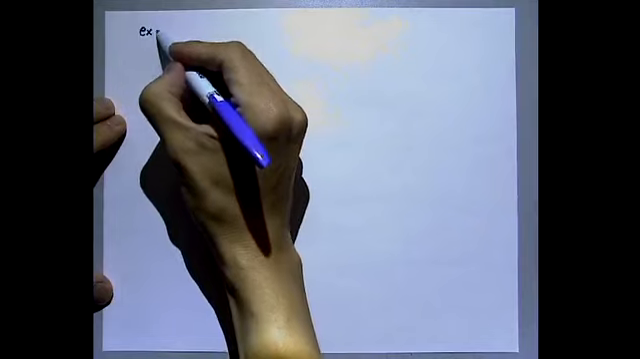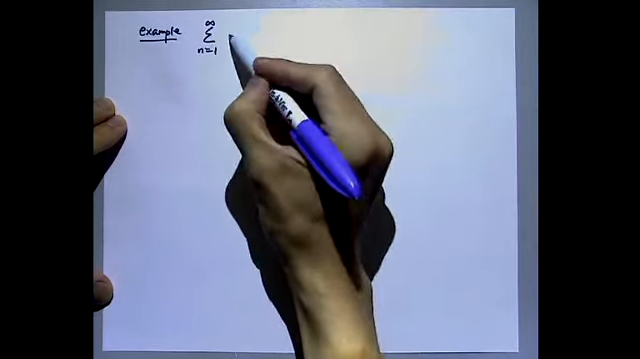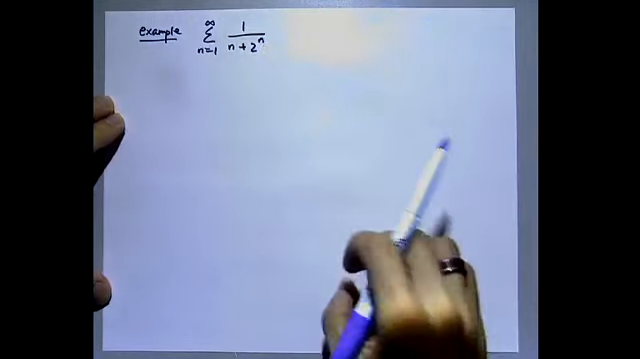Okay, let's do examples then. Let me throw a bunch of series at you, and then we'll think about what we should do. Here's the series 1 over n plus 2 to the n.